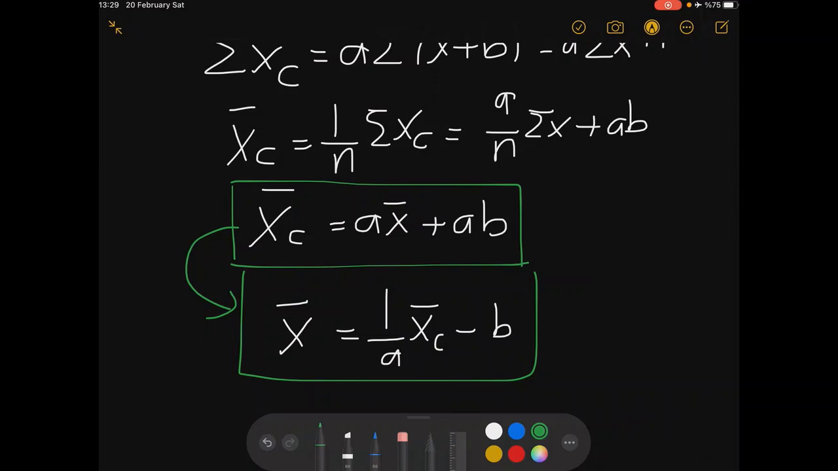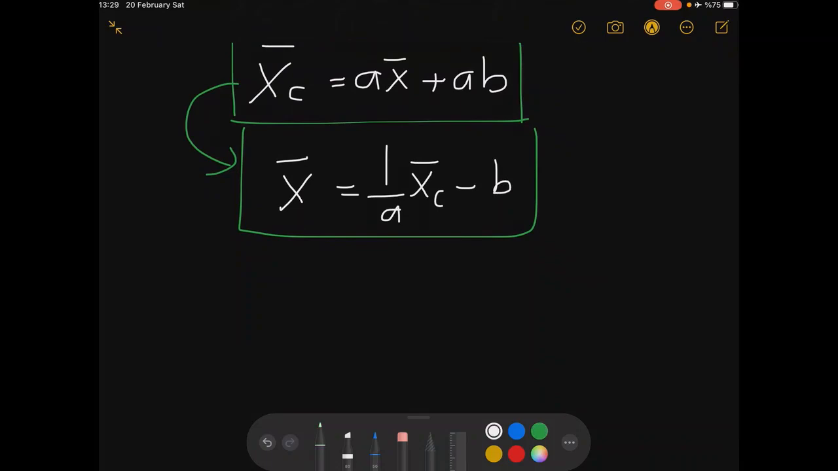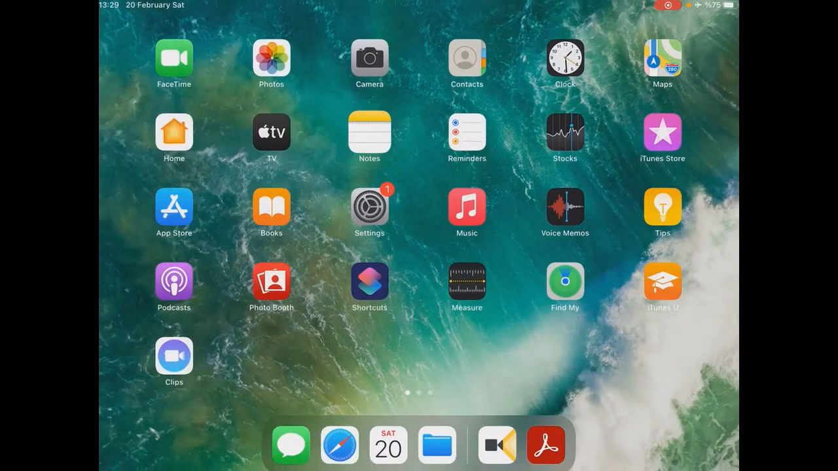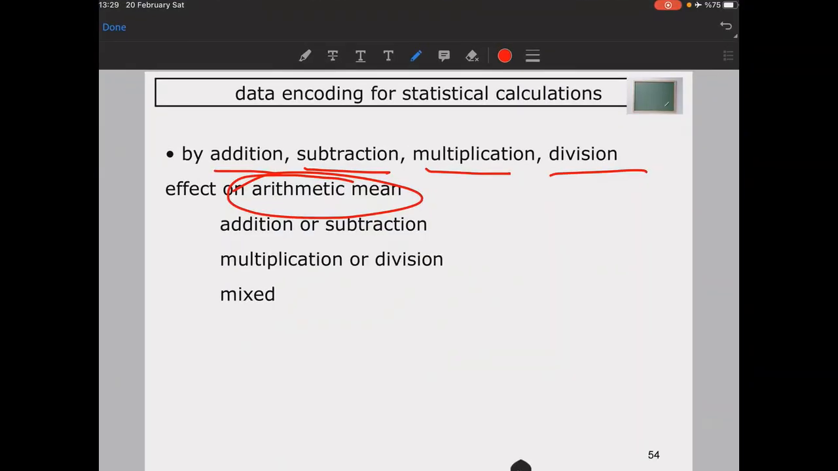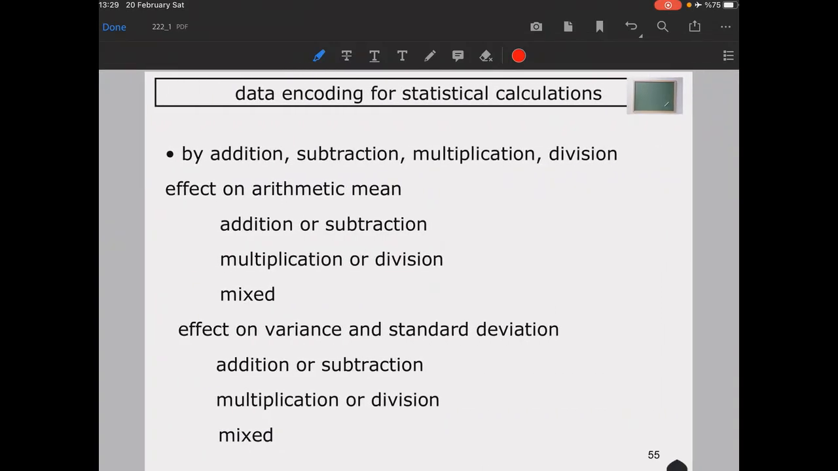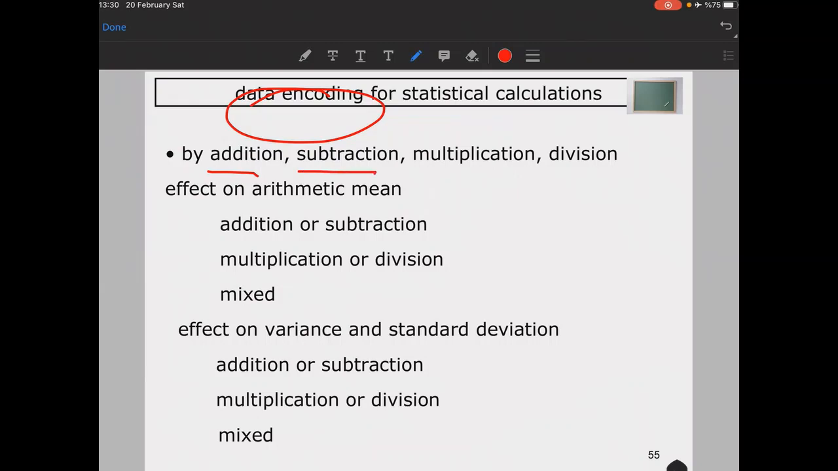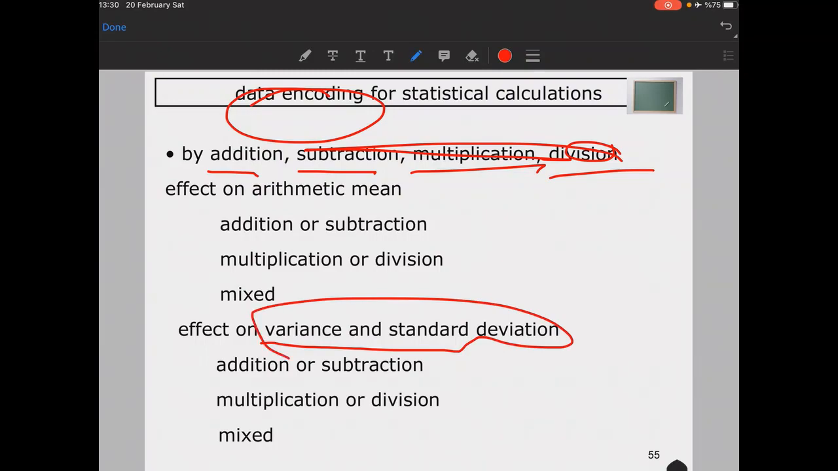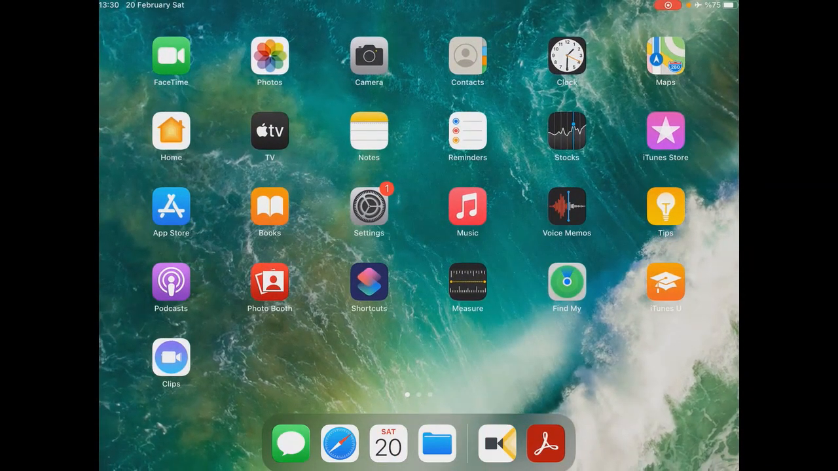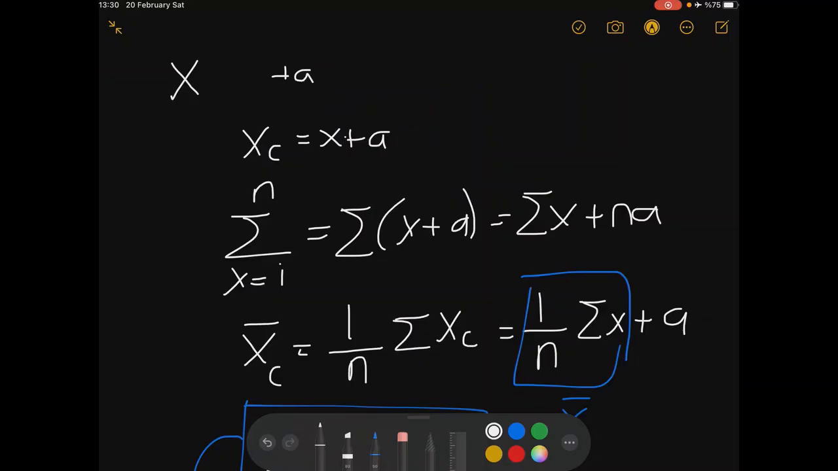Okay, this is about the effect of arithmetic and multiplicative and mixed coding on the arithmetic mean. Now, let's take a look at what happens when we do data encoding. When we do data encoding by addition, subtraction, or subtraction and addition are the same thing, multiplication, division, same thing, and mixed forms, let's take a look at what happens on the variance and standard deviation when we make coding. That would be also interesting to note.